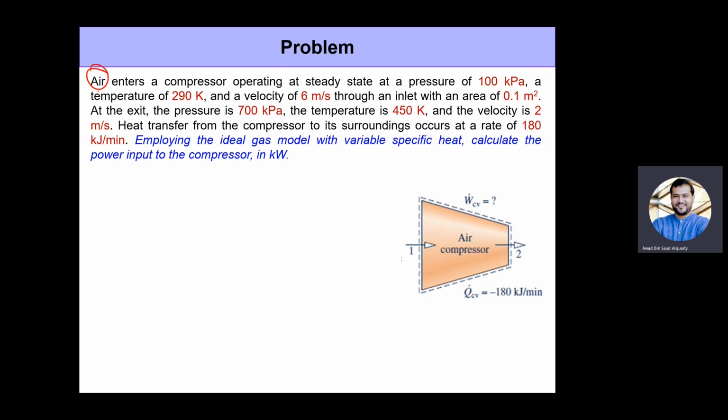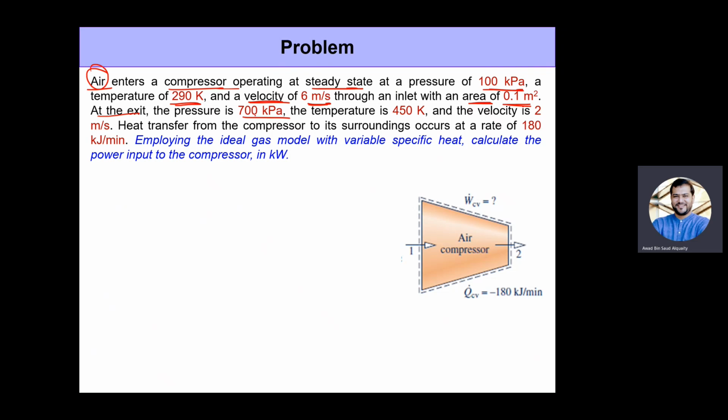So let's see what we have been provided here. It says air enters a compressor, which is operating at steady state, at a pressure of 100 kilopascal, a temperature of 290 Kelvin, and a velocity of 6 meter per second through an inlet with an area of 0.1 meter square. So we have the inlet area provided to us, we have the inlet velocity provided to us, and we have pressure and temperature. Now at the exit, the pressure is provided as 700 kilopascal.